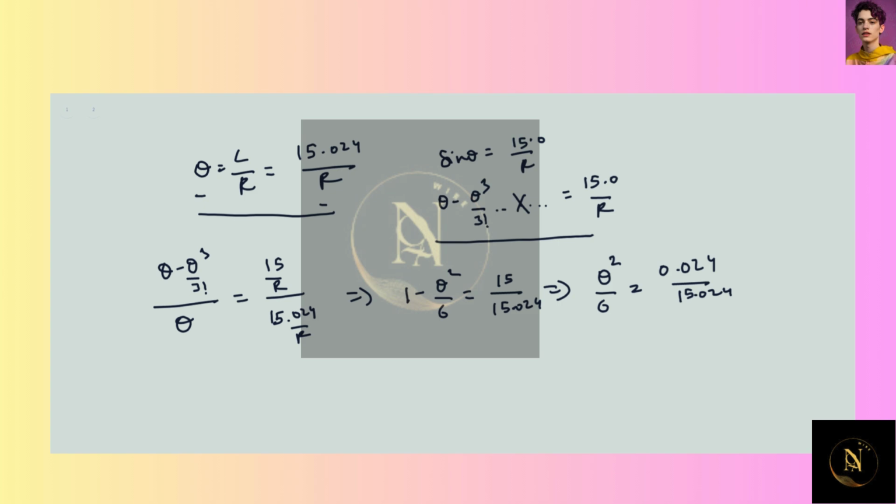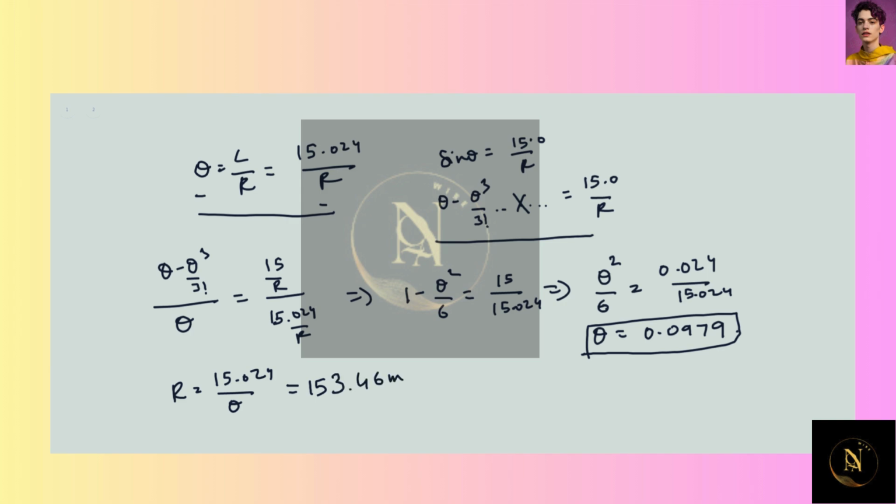And from this, we find that theta is equal to 0.0979. Now, this might seem like a very tricky thing to do, and there is no easy way to do this. You simply have to solve enough problems to realize that this is the right way to do something. Now, we know that radius is simply 15.024 by theta. By substituting our values, we get our new radius is 153.46 meters.